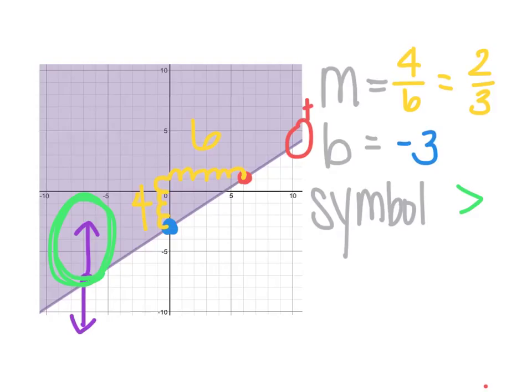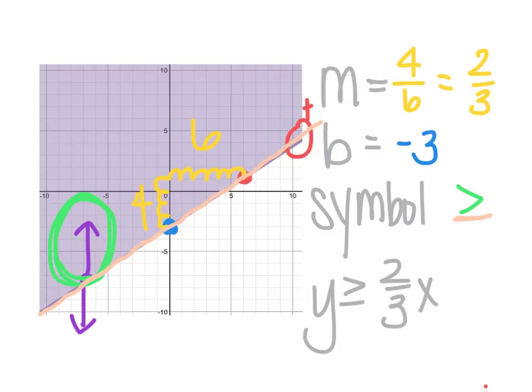And then I look at my line, and my line here in this graph is a completely solid line, so that tells me it's going to be equal to. So my inequality is going to be y is greater than or equal to 2/3 x minus 3.